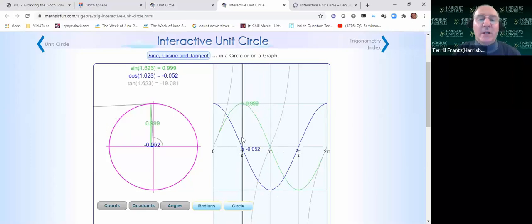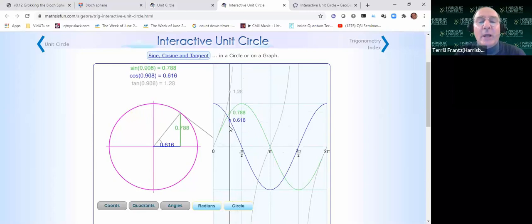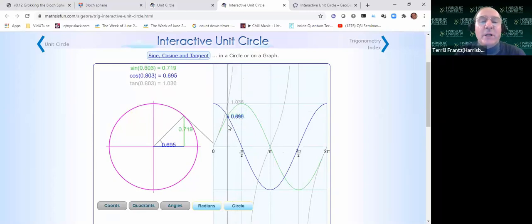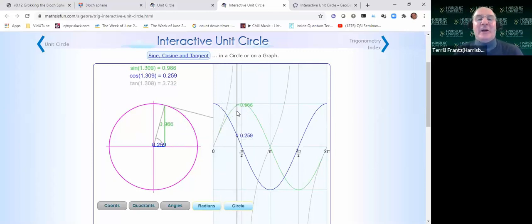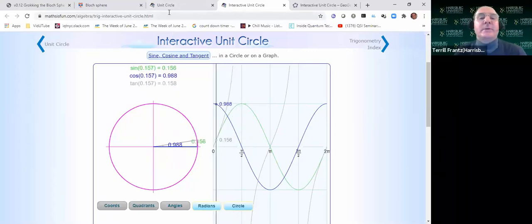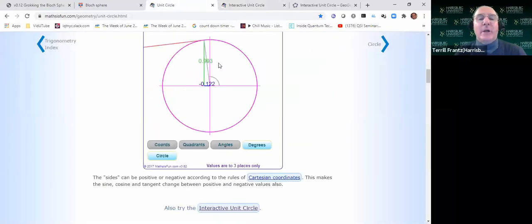Now, one last thing of note, I think this is interesting, is when you get to 45 degrees, which is where the Hadamard gate takes you, for whatever it's worth, that's where the sine and cosine are equal, and therefore that's where the sine curve and the cosine curve intersect. I think that's cool. Anyway, all right, and here's another one without the sine.